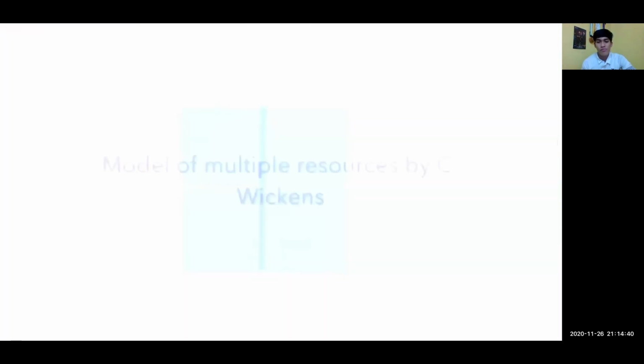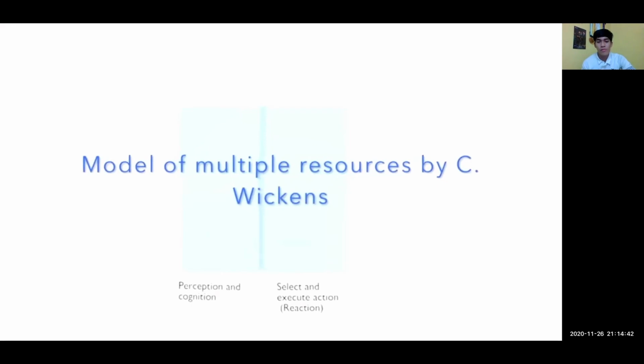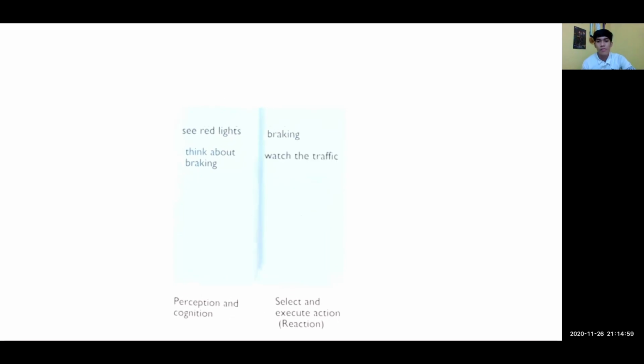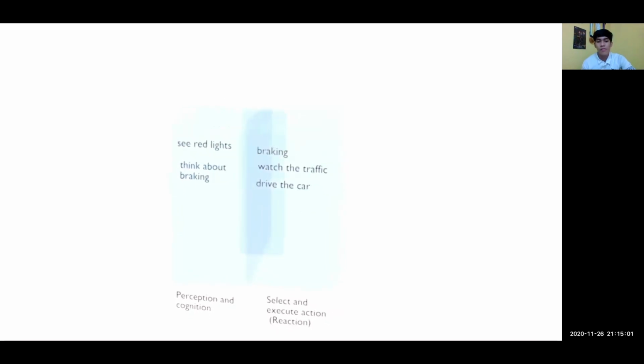The model created by Christopher Wickens has three dimensions. The first dimension is divided into two stages, perception and cognition, and select and execute action, which is the reaction. Let's put in our example, but without you hearing and texting on your phone. You first watch the traffic and see a red light, which belongs to the perception and cognition stage of the first dimension. The reaction to the red light is you braking.